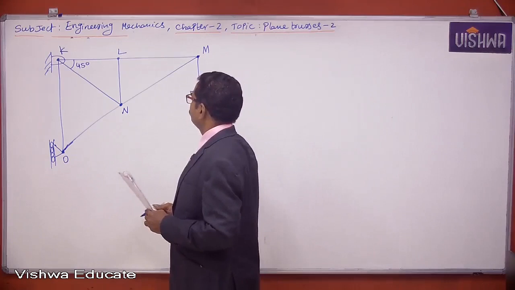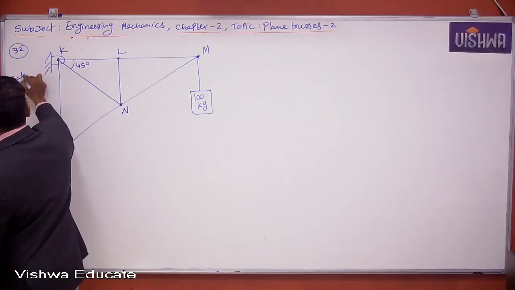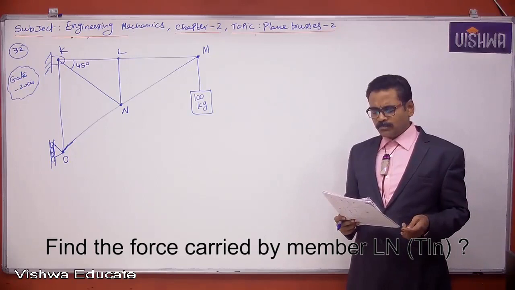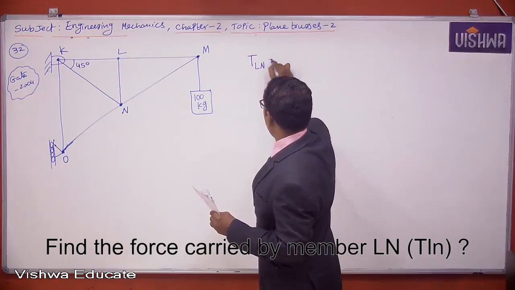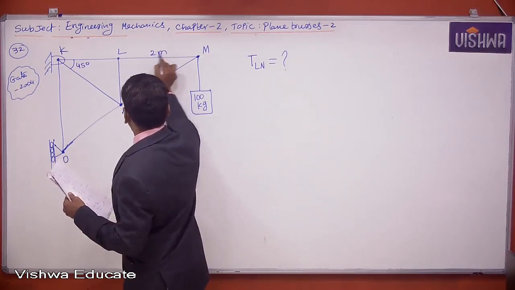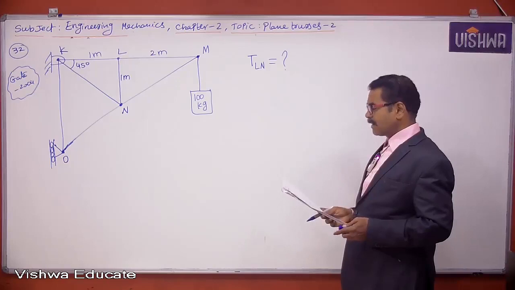So this is numerical number 32, and this question came in GATE 2004. What to find here? We have to find what is the force in member LN. To confuse you, they have given even distances. This is maybe 2 meters, this is 1 meter, this is 1 meter. Like this, they have given distances also. We have to find the force carried by member LN.